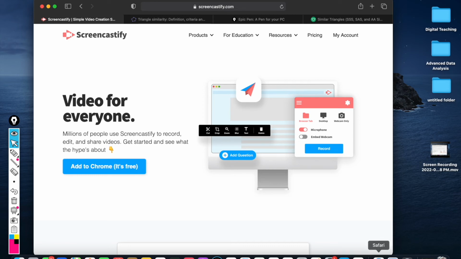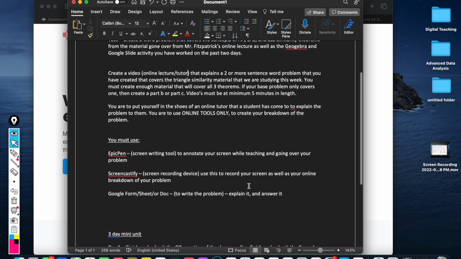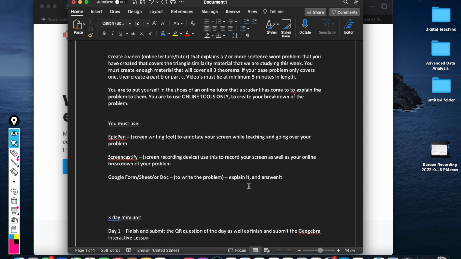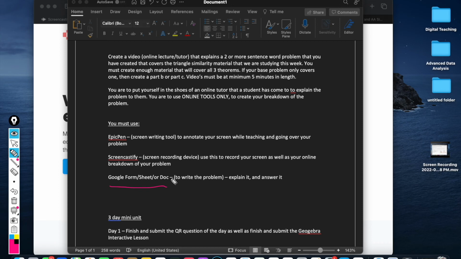With that being said, the third part: take the problem and put it into a Google Form, a Google Sheet, or a Google Doc. I do not care which one you use, but use your Google tools to do that. If you have any questions, please reach out.